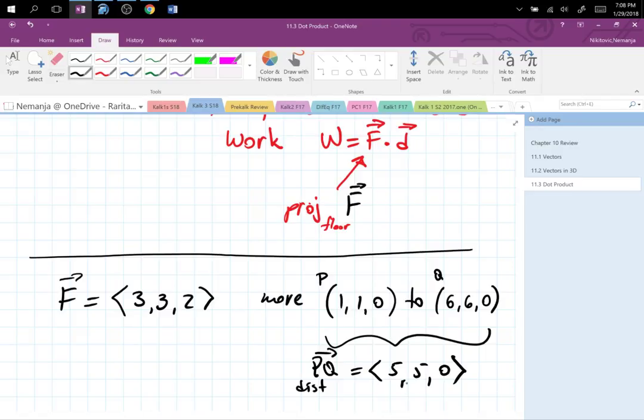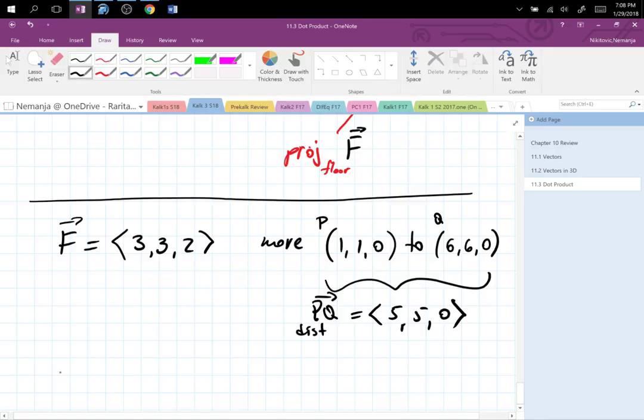So you have that, and you have the displacement, right, which is the distance it goes. Distance and displacement are not the same thing, right? But loosely speaking, yeah. So what's the work? You just dot this and you're done. So 15 plus 15 is 30 joules.